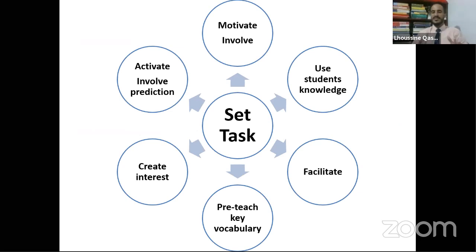Now, when you want to set a task, when you want to design your activities, you think about how to motivate your learners, how to involve your learners. Number two, use the students' knowledge, activating your students' schemata. You facilitate, so the task you use should facilitate the learning process. You pre-teach key vocab, very important. You create interest, you activate, you involve prediction. These are very important things or tips to take into account when setting tasks.